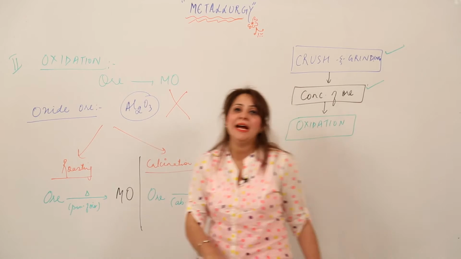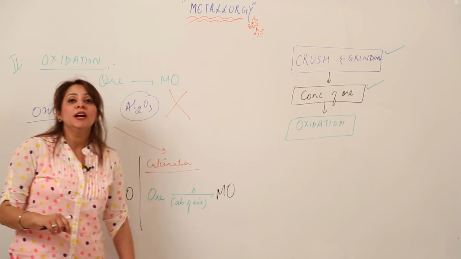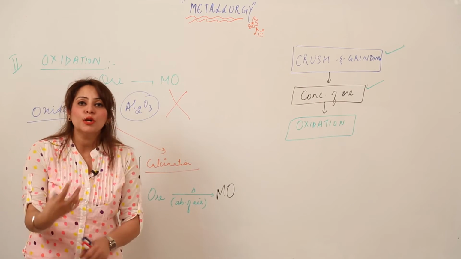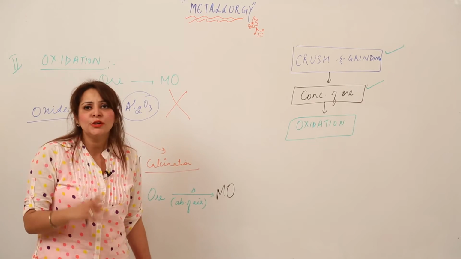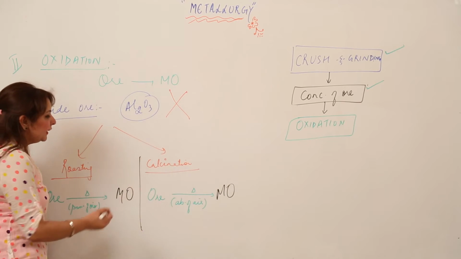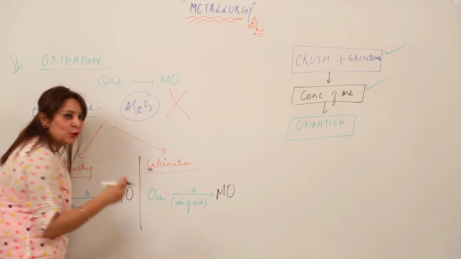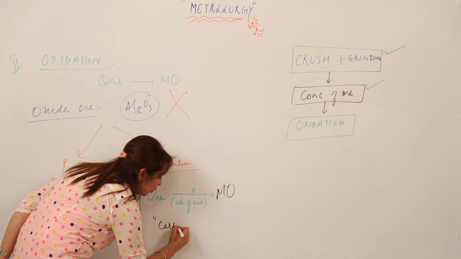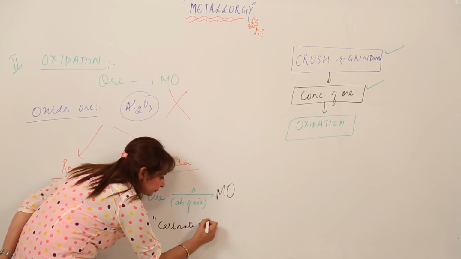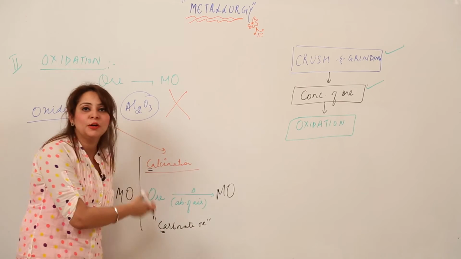One more difference between roasting and calcination: you must be thinking about which ores we will do roasting for and which ores we will do calcination for. It is so simple to learn. See, calcination starts with C. So, just make an idea that it is used for carbonate ores, C, C. You can just correlate them, right.